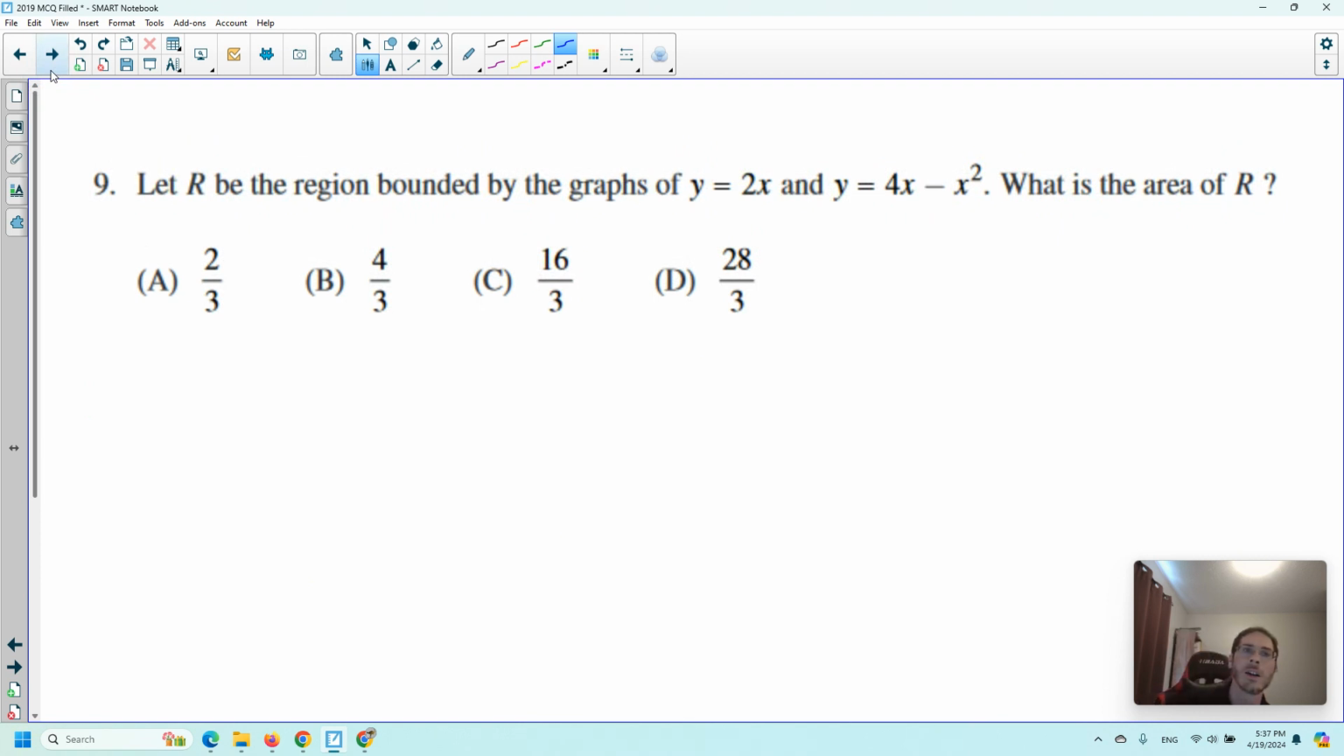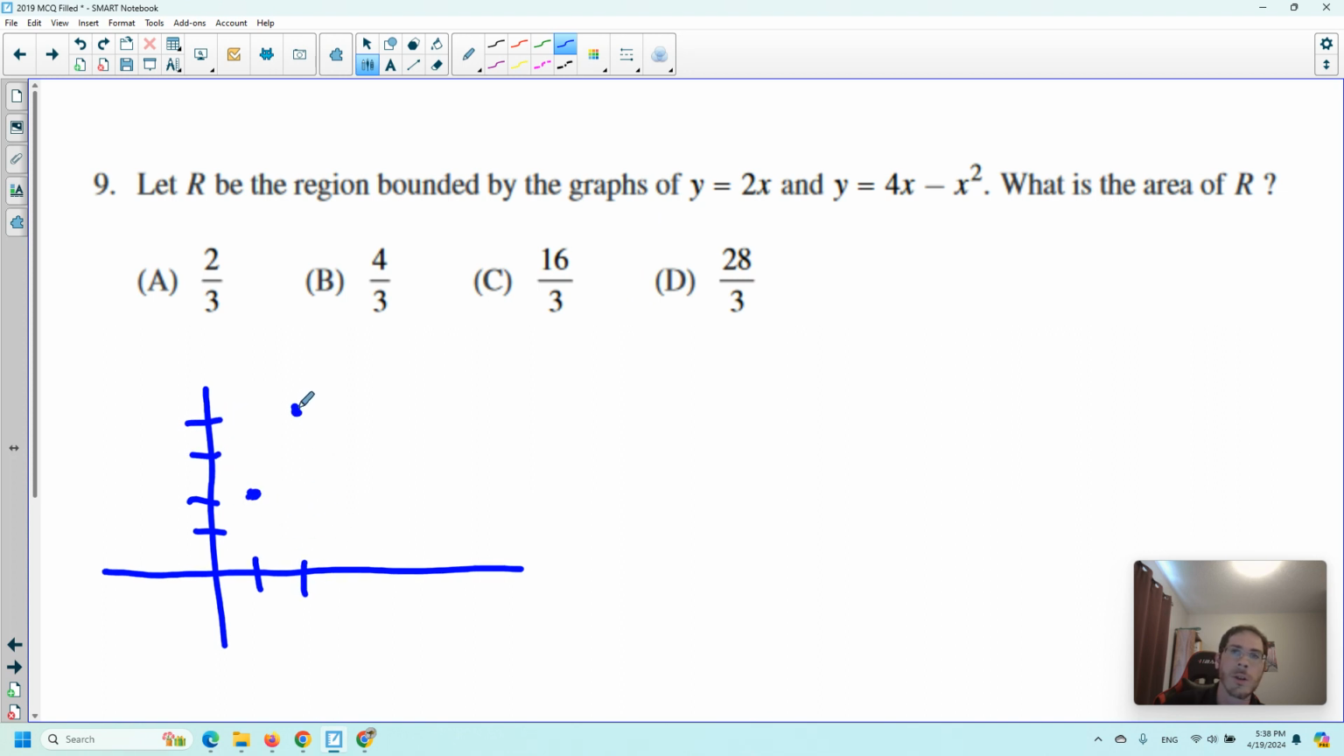For 9, let R be the region bounded by the graphs y equals 2x and y equals 4x minus x squared. What is the area of R? All right, so let's see what we got here. So we got 2x, so 1, 2, 2, 4, and I'm just going to hope that that's enough. The other equation we have is 4x minus x squared.